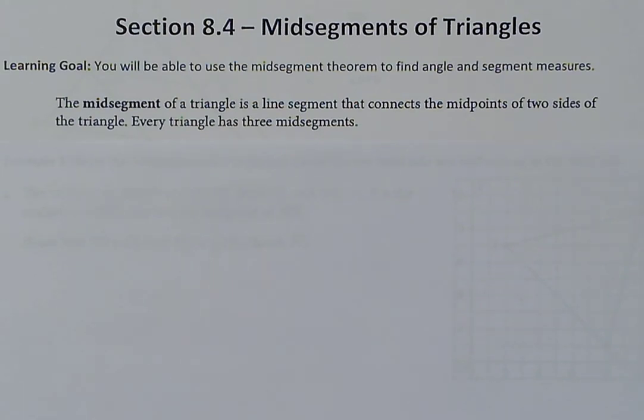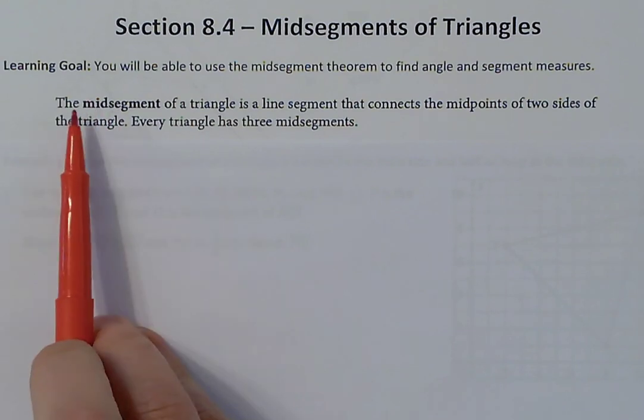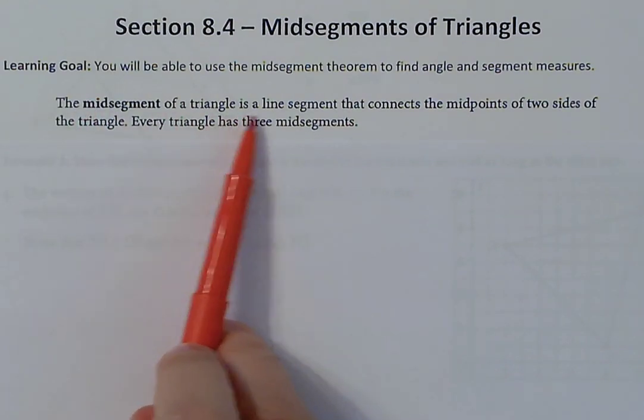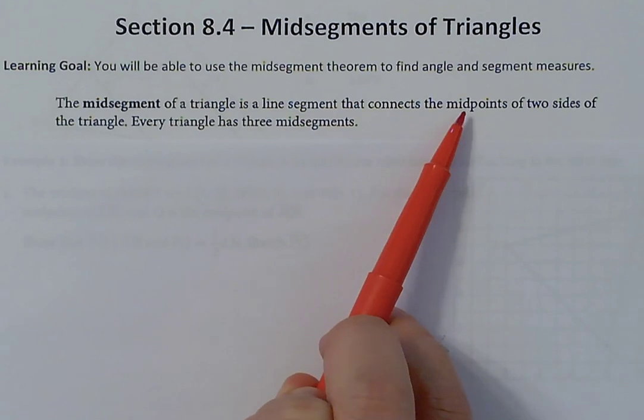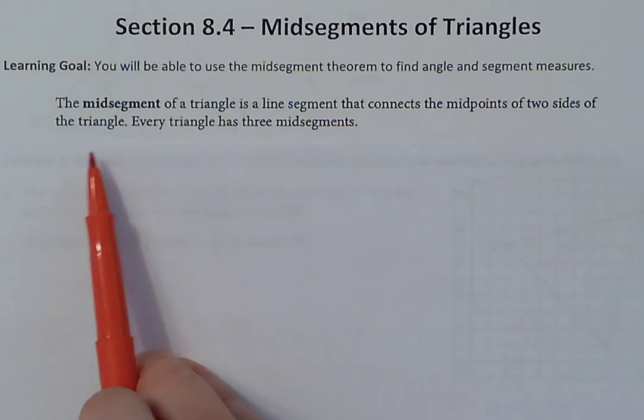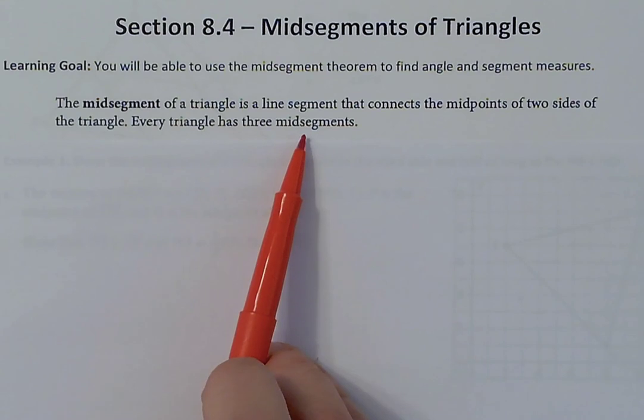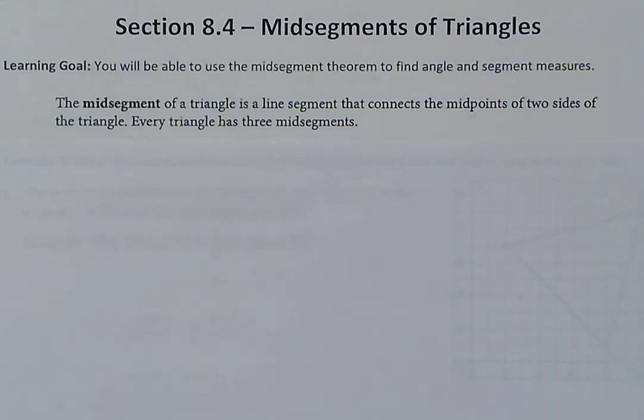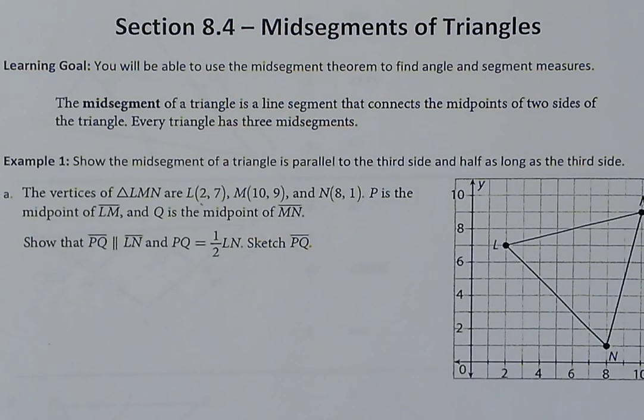All right, so let's talk about what a midsegment is. The midsegment of a triangle is a line segment that connects the midpoints of two sides of a triangle, and every triangle has three midsegments. I'm going to briefly use example 1 to touch on this idea before we move forward. Example 1 wants us to show that the midsegment of a triangle is parallel to the third side and half as long as the third side.